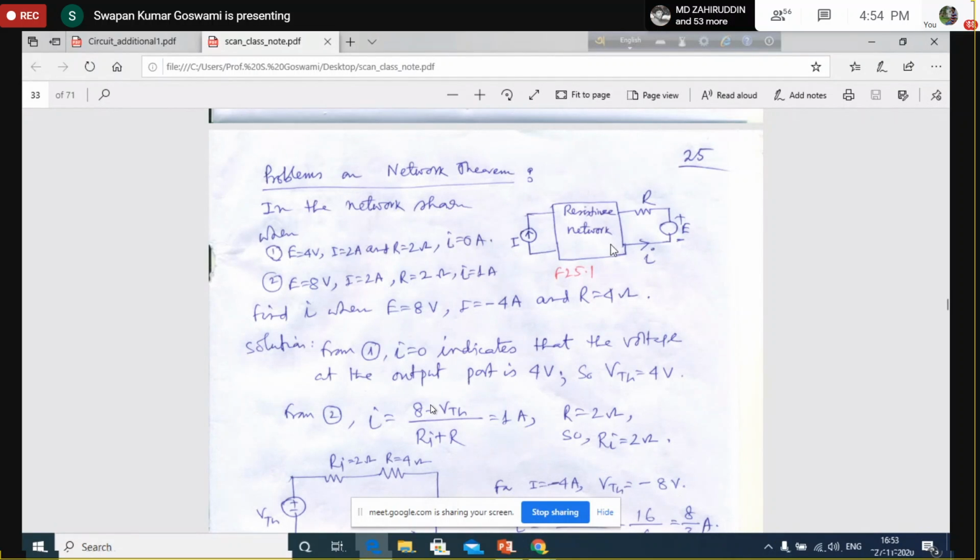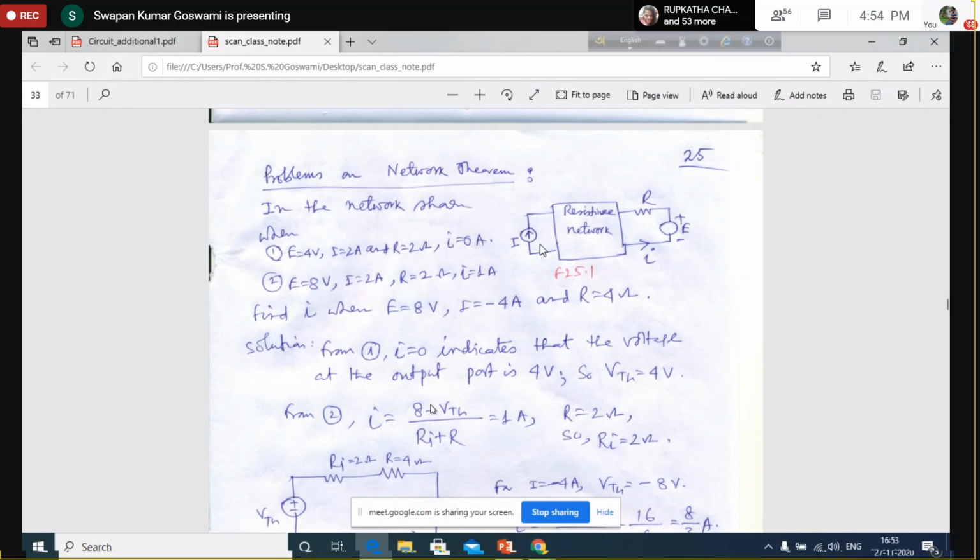This is possible when, from this resistive network, a voltage equal to this source voltage is appearing here. That means another voltage with 4 volt magnitude, with positive polarity here and negative polarity here, is appearing because of this resistive network along with this current source.